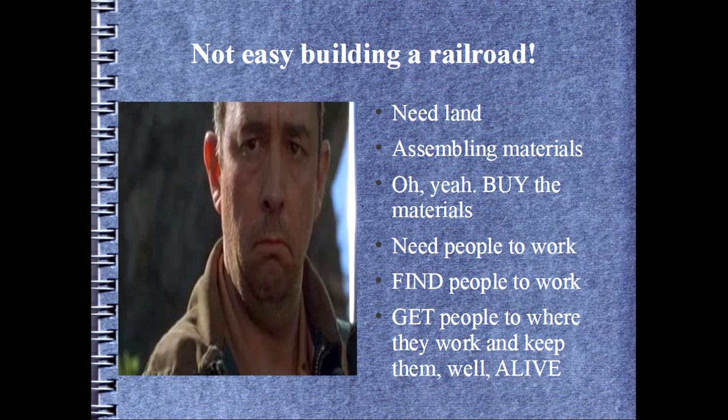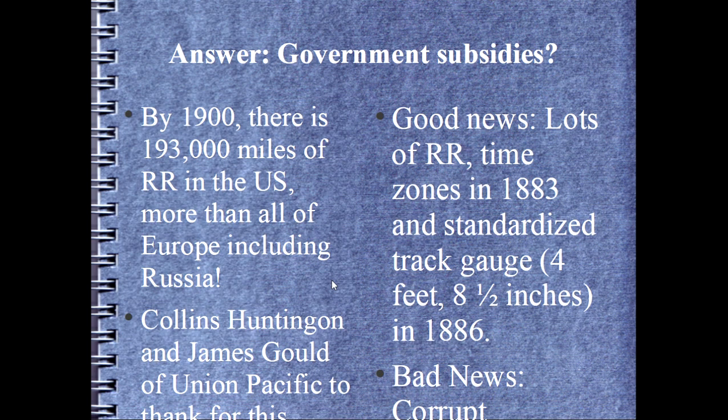You need money. And as you guessed, it's a lot of money to build a railroad. Oh, a whole lot. And not everybody's got that kind of money. There's only one organization that can shell out the kind of money you need to build a railroad. Yep, the United States government. Government subsidies. And it works because by 1900, there's 193,000 miles of railroads in the United States, more than all of Europe, including Russia.